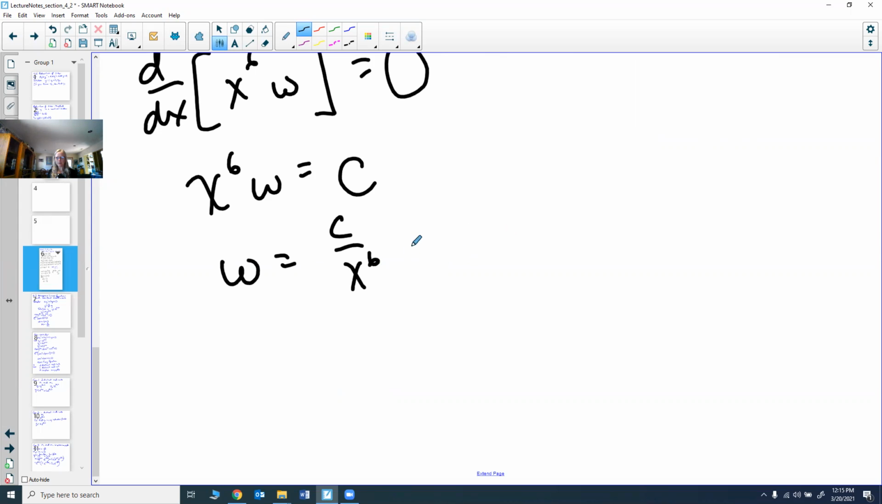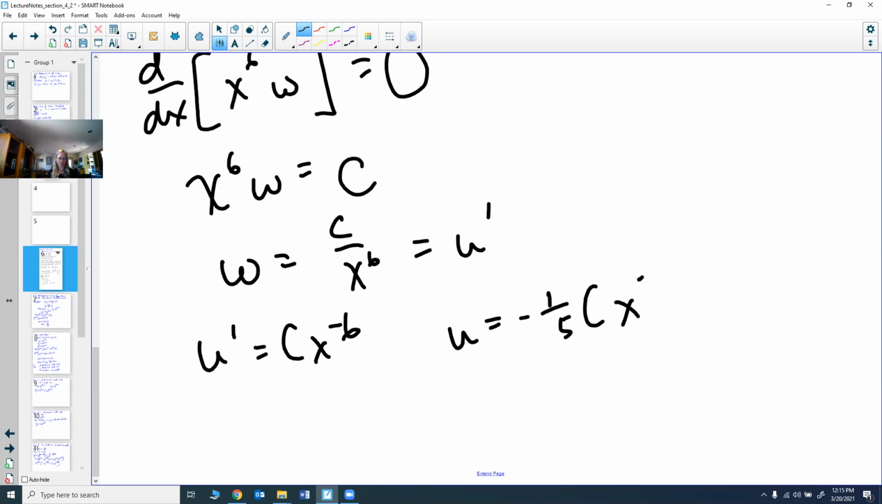Again, w is equal to u prime. So u prime is equal to c over x to the 6th, so u prime is c x to the negative 6. So u is going to be negative 1/5 c x to the negative 5. Again, this negative 1/5 times c, we can actually just make this all into one big constant. Let's just call that constant 1. And so we've got 1 times x to the negative 5.